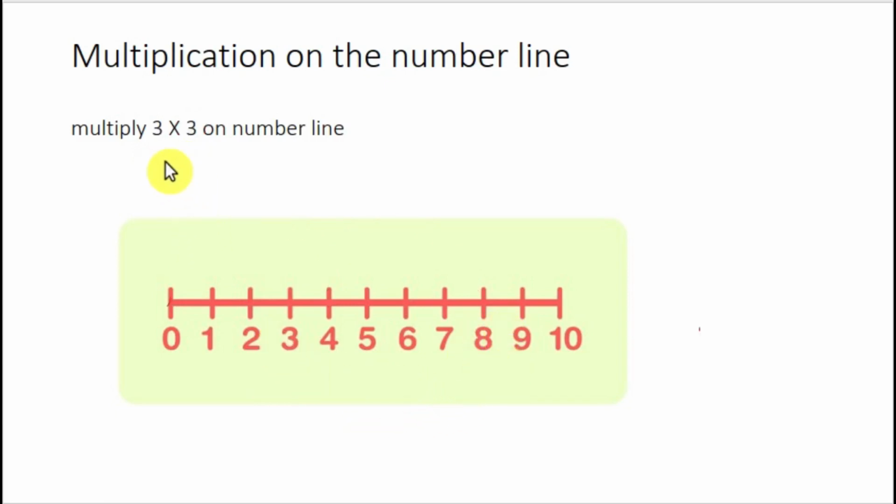Next one. 3 into 3. I told you we have to jump 3 times, 3 units each. So starting from 0, 1, 2, 3 jumps of 3 units. So 3 into 3 equals 9.